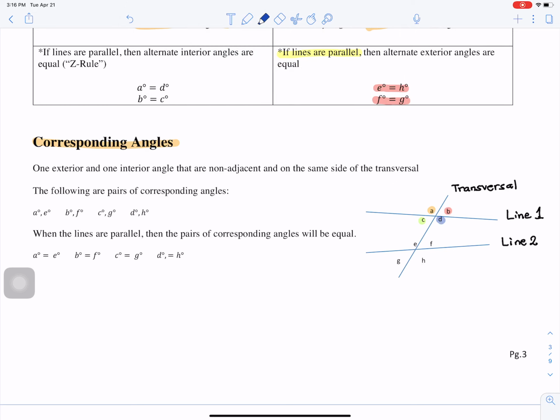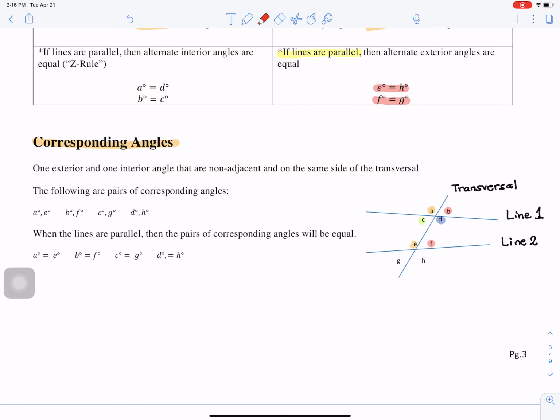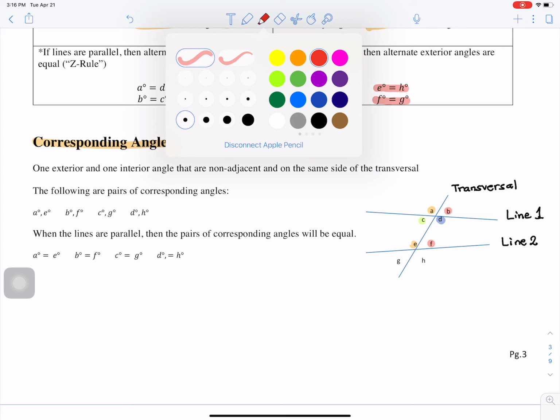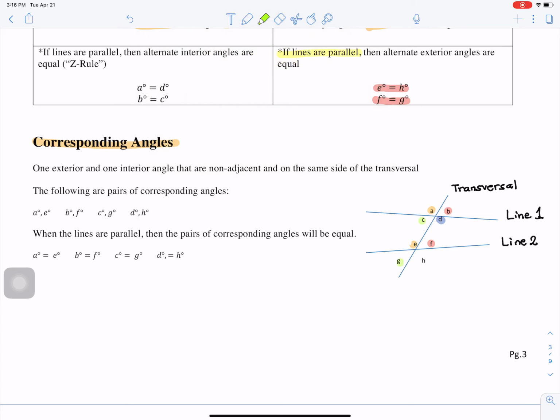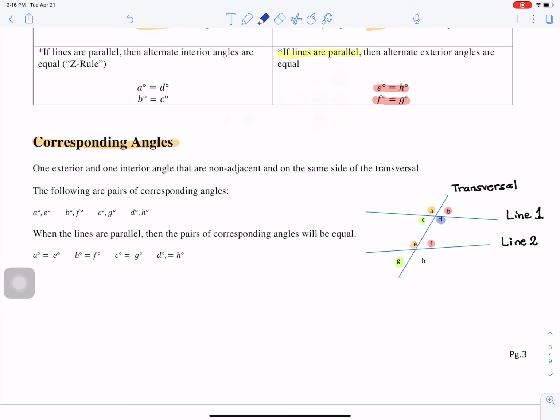Now what I want to do when the transversal cuts through line 2 is use the exact same 4 colors. Top left is orange, top right I made red, bottom left I made green, bottom right I made blue. So the angles that I colored in are called corresponding angles.